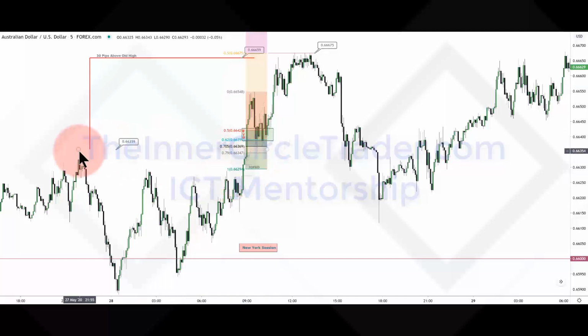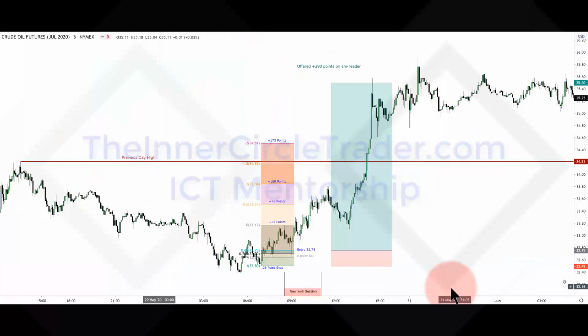Okay, so hopefully you found that one exciting. Let's go into our next example. For example number 16, this is in crude oil for a buy on May 29th. All right, so we're looking at the crude oil market here, and this is May 29, 2020.